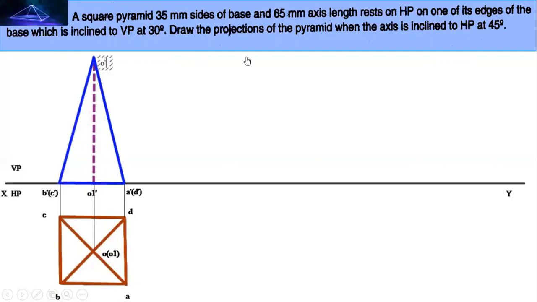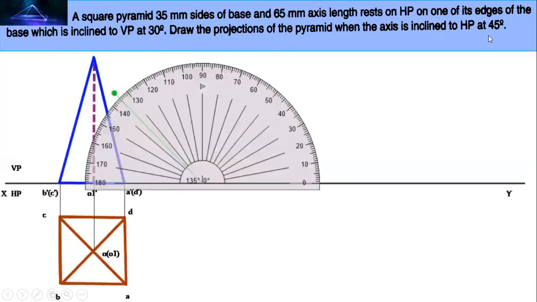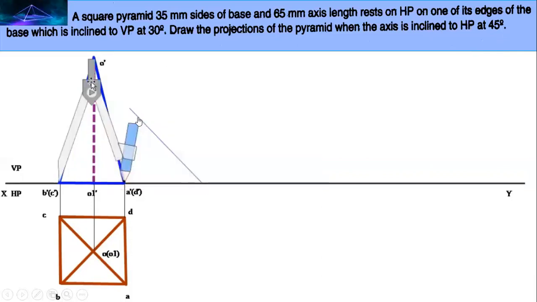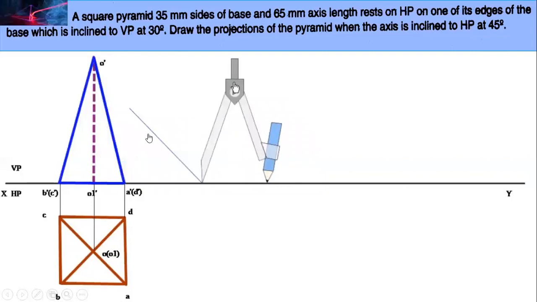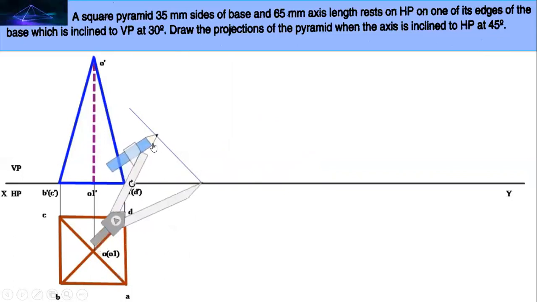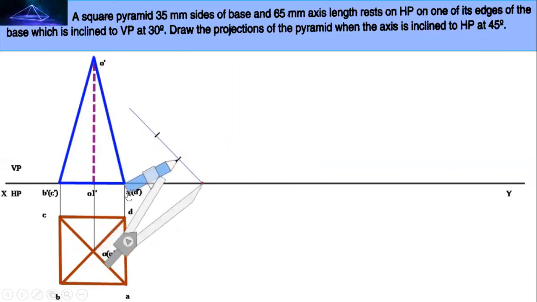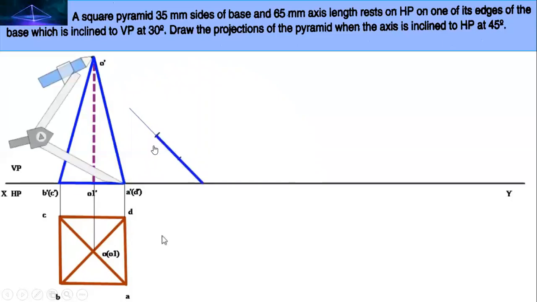Second position, it is inclination with respect to HP, that is 45 degree. Here you are tilting the base. So 90 minus 45 degree, you take that angle. 90 minus 45 is 45 degree. Draw an inclination line. Then measure B dash to A dash from the compass and transfer the measurement onto that inclination line. And measure A dash to O1 dash, transfer the measurement, draw a visible line from A dash to B dash.